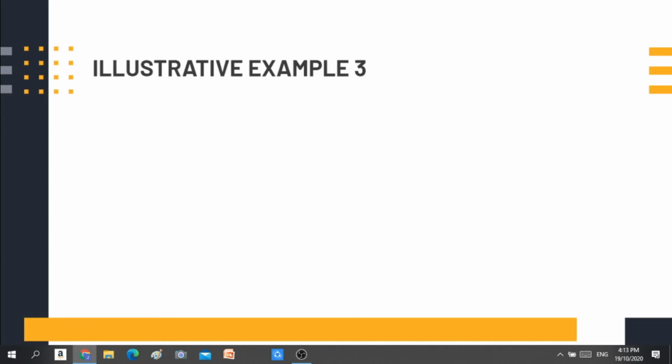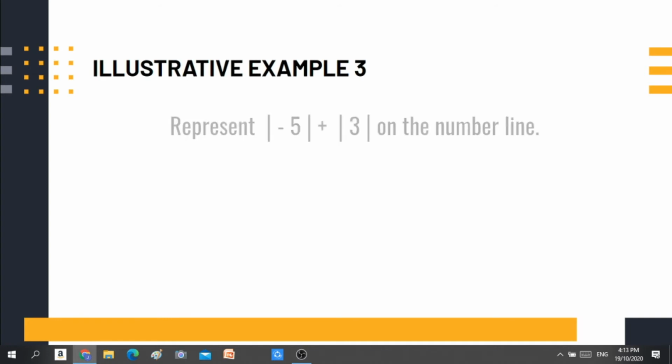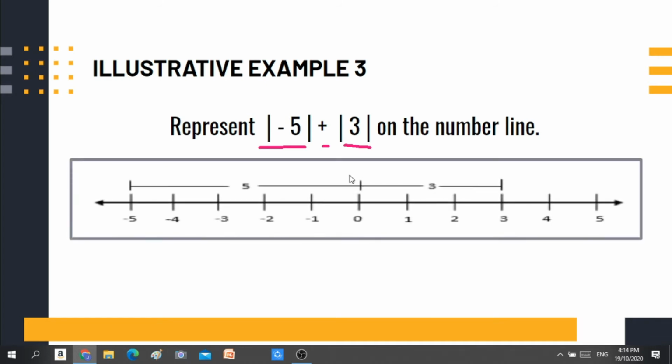Next, we have here illustrative example number 3. Represent the absolute value of -5 added to the absolute value of -3 on the number line. So, isa-isahin muna natin. I have here my number line and this is my 0. The first given is the absolute value of -5. Meaning to say, we're looking for the distance of -5 from 0. So, we have 1, 2, 3, 4, 5. How many units? We have 5 units.